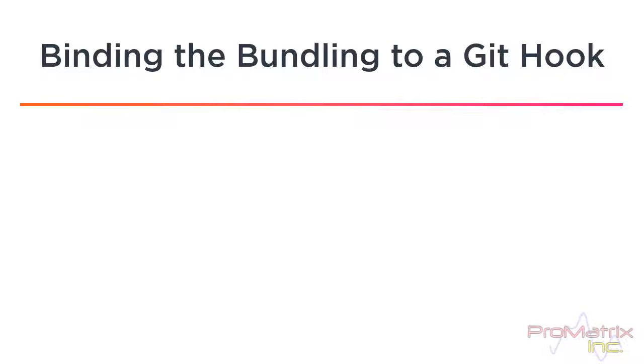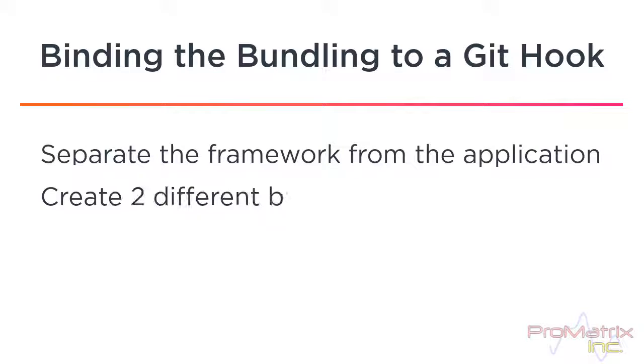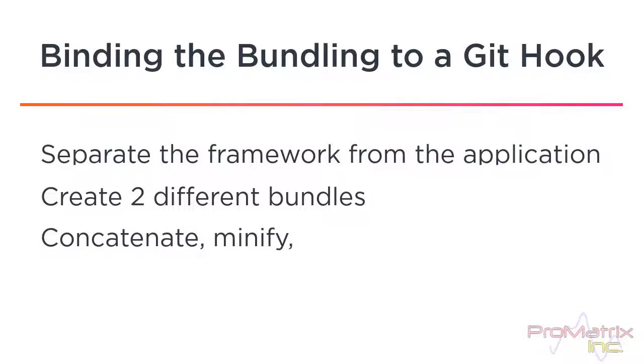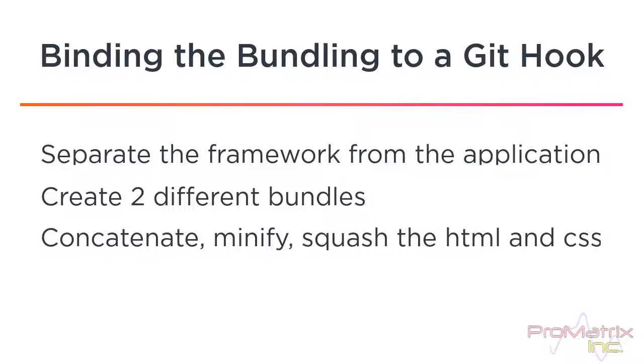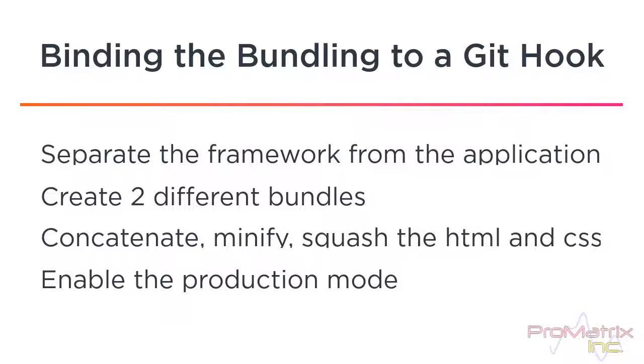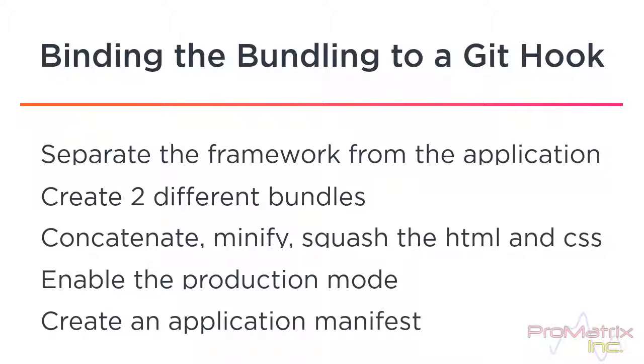I am binding the bundling process to a Git hook, which I'll explain later in this course. But for now, I will tell you all the things that we will accomplish during the bundling process. First, we will separate the framework from the application and create two different bundles. We concatenate, minify, and squash the HTML and CSS. Then we enable the production mode. And finally, we create an application manifest for performing offline. These are all the things necessary to create a release build.